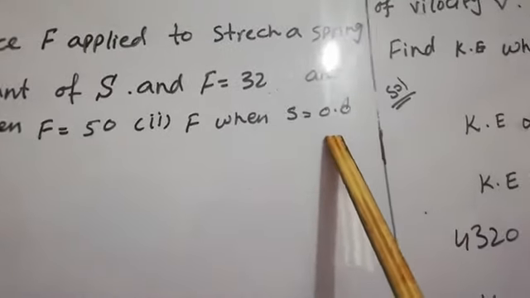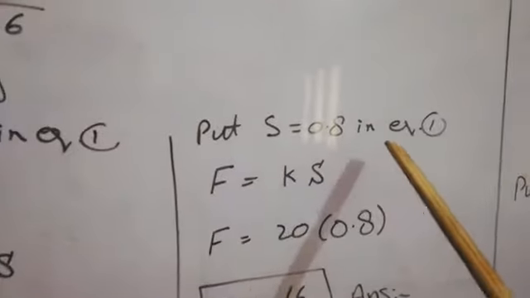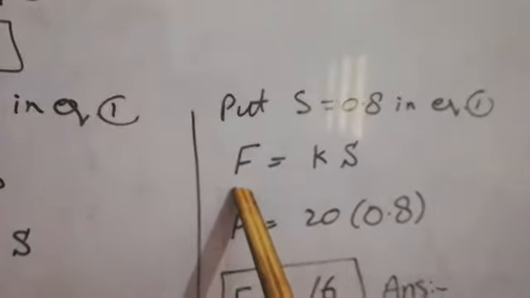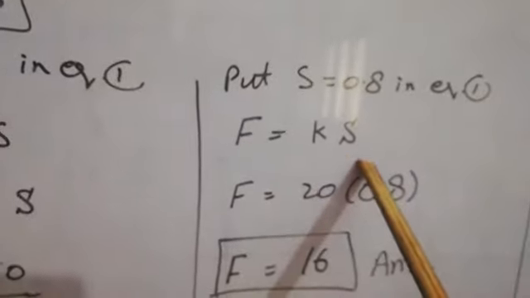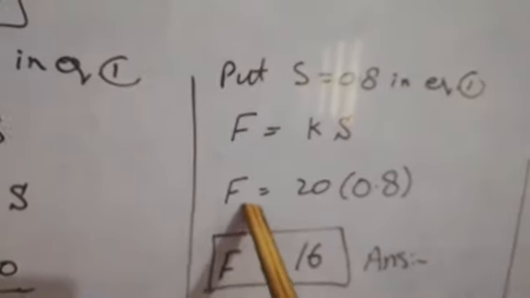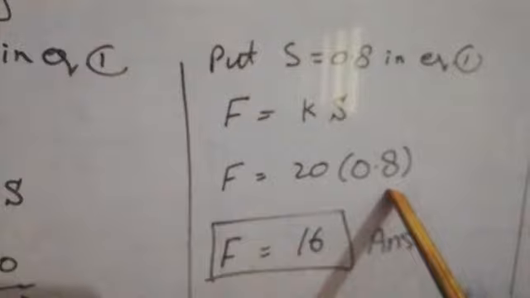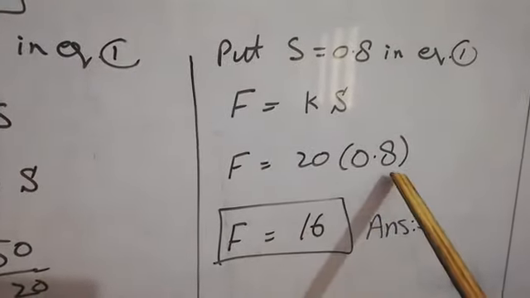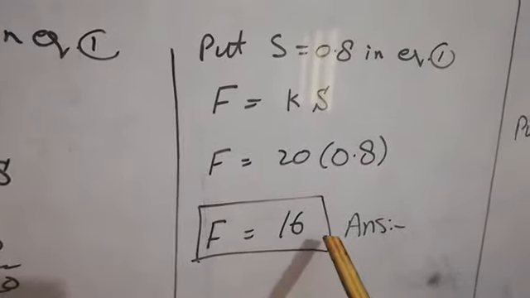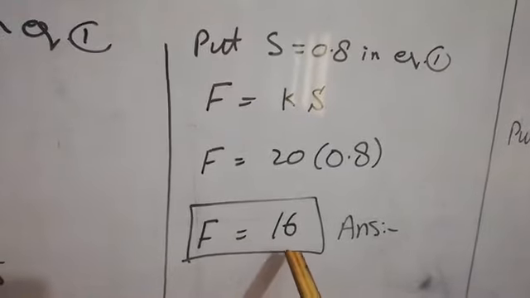And the second part is to find F when S is equal to 0.8. So put S equal to 0.8 in equation 1. Equation 1 is F is equal to Ks. Here we will write F is equal to 20 into 0.8. So multiply 20 by 0.8. We will get the value of F, the value of force, which is equal to 16.